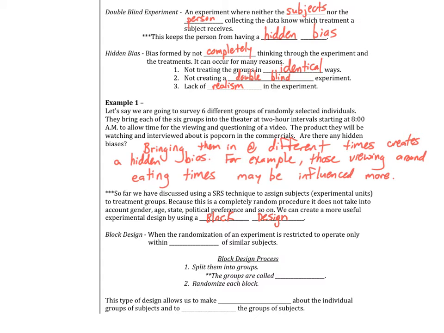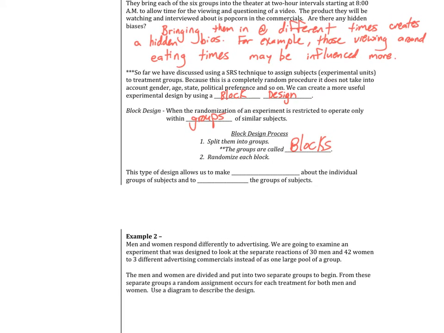So block design is when the randomization of an experiment is restricted to operate only within groups of similar subjects. Like if you want to see how something affects women compared to men, you would pick women and then you'd pick men, and you'd have two different groups to pick from. So split them into groups, and the groups are called blocks. And then we randomize each block.